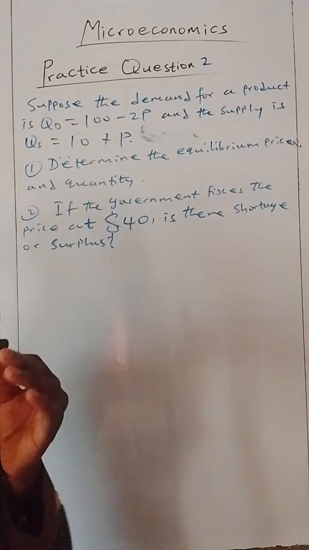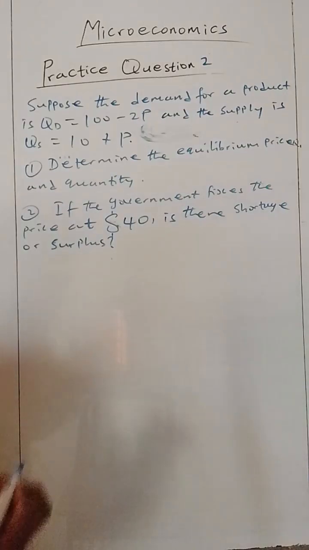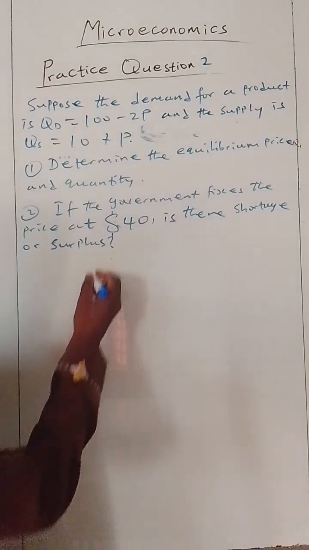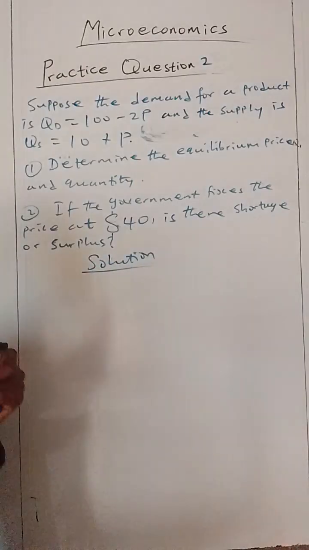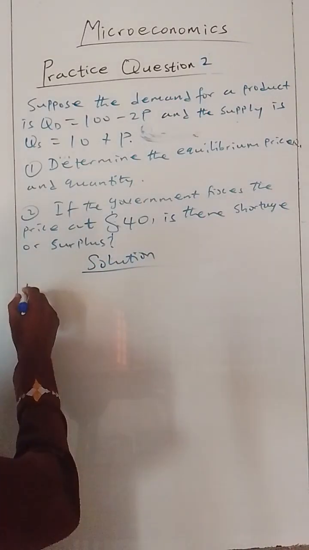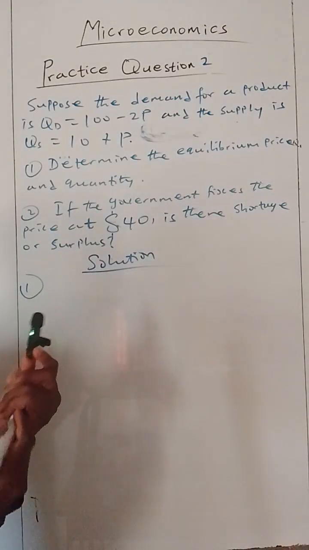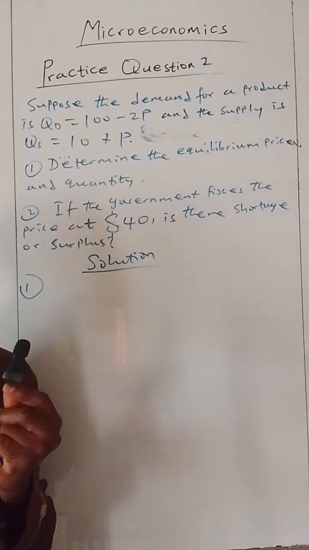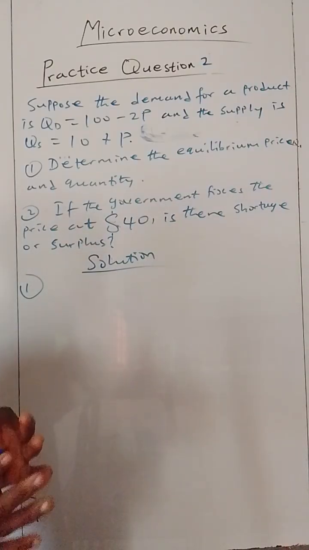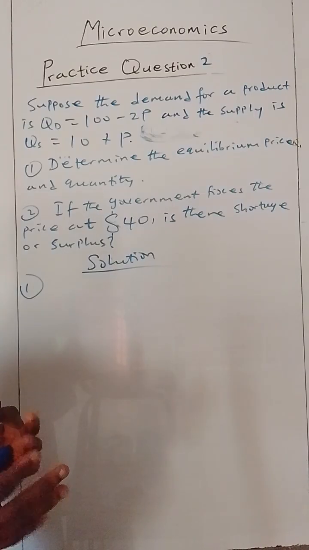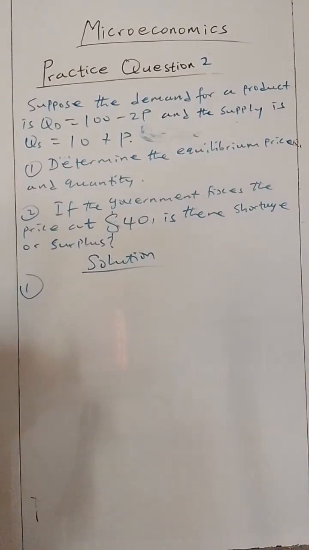So let me show you how to solve this question. It's very simple. Just pay attention. Solution. You just have to follow the rule. So the first question says you should determine the equilibrium price and quantity. So how do you determine equilibrium price and quantity? Know that in the equilibrium, the quantity demanded is equal to the quantity supplied. So in other words, that is the condition you are going to use to solve this problem.